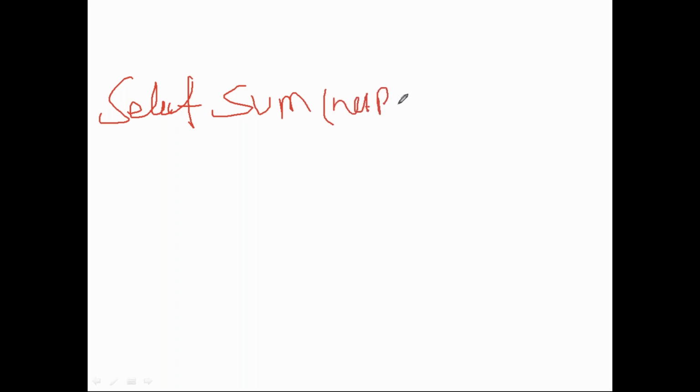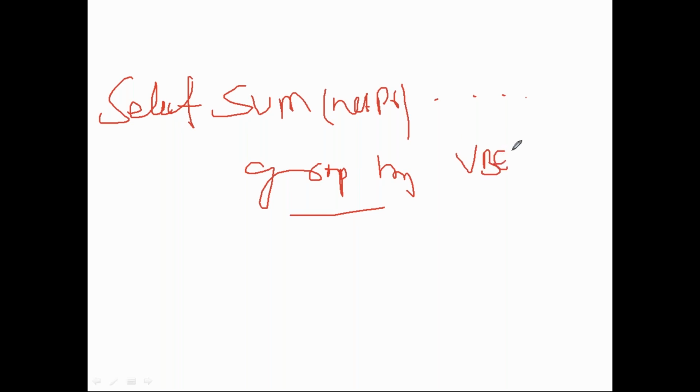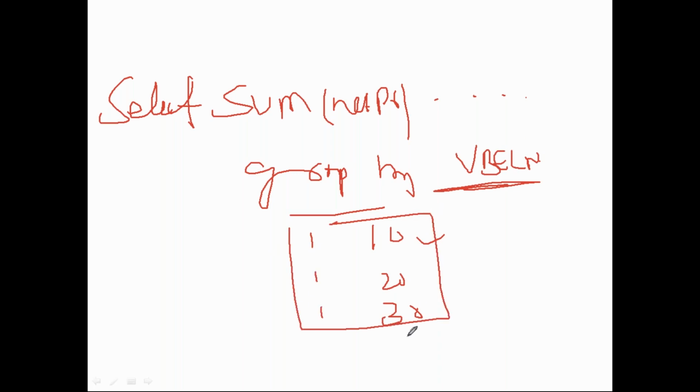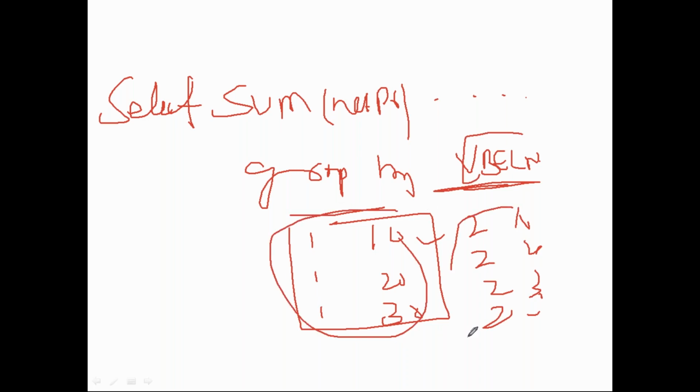So the net price will be summed, grouped by VBELN. For each VBELN, let's say one sales order has 10 items: item 10, item 20, item 30. But these are all one sales order, so this is all one group. The second sales order has 4 items, 10, 20, 30, 40. When it's a group by VBELN, this becomes one group, and this becomes one group.